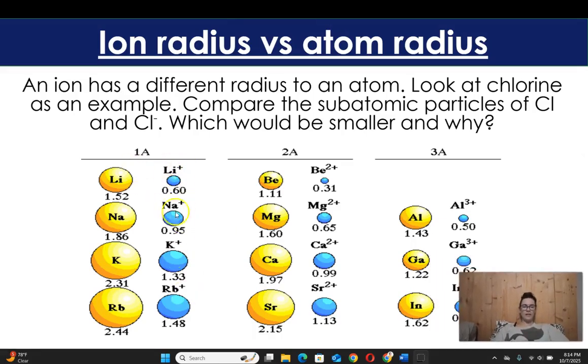So we're going to look at atomic radius versus ionic radius really quick so I can show you. You can see here that lithium ions are smaller than lithium atoms. Metal atoms in general are bigger than their cations, and that's because we are taking away electrons and removing the distance from the nucleus to the outermost shell.